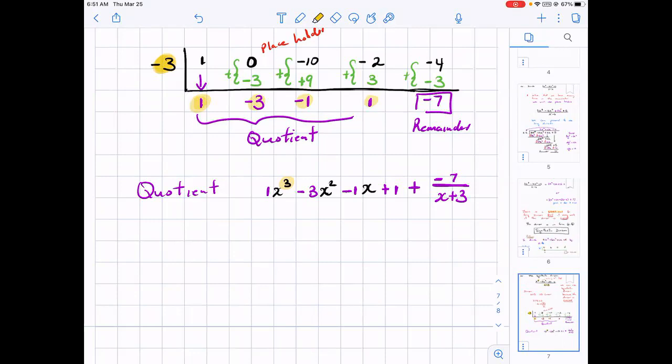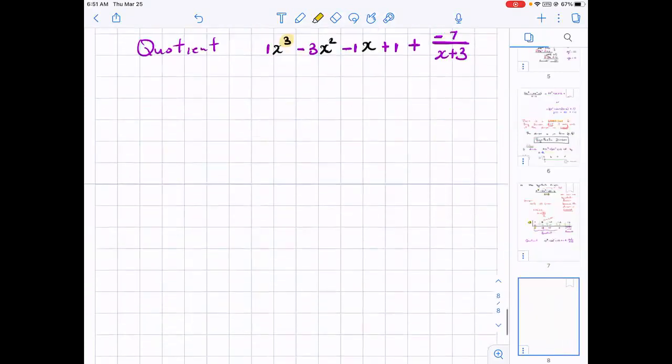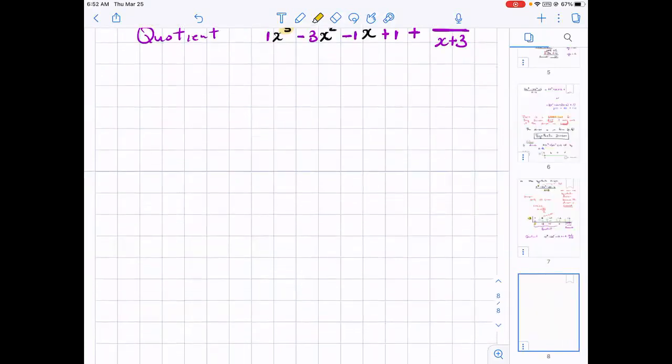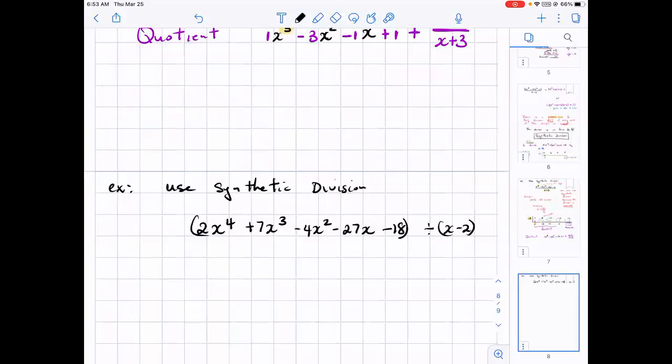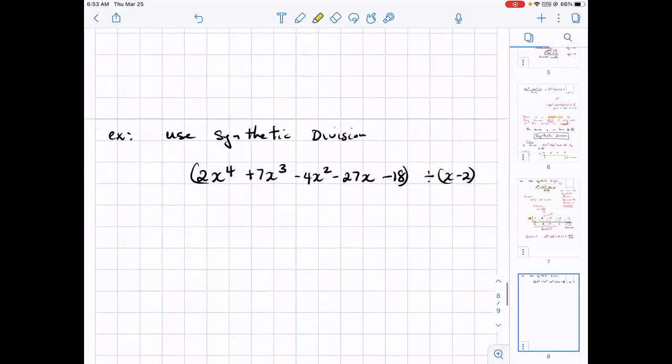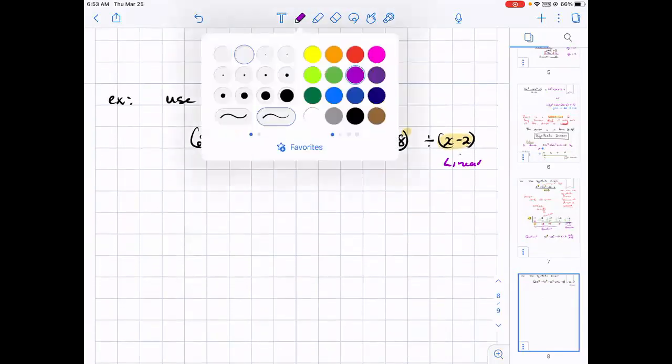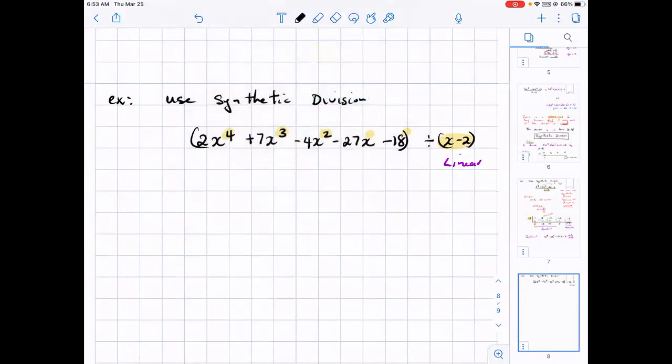So let's look at another example, and hopefully this becomes a little bit clearer for you. If we look at this example here, and we want to use synthetic division again, notice that we don't have any missing terms, right? 4 power, 3 power, 2 power, 1 power, then no power, the constant term. And this is linear, which is very important. This is linear. So we can use synthetic division.